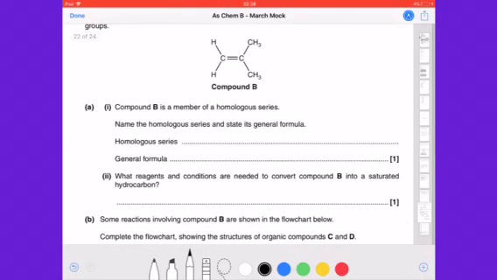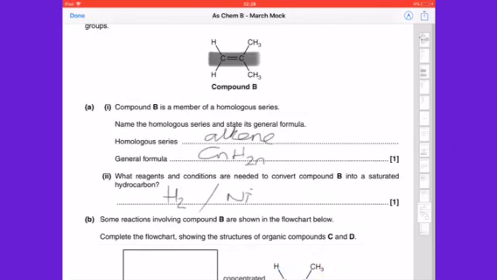Okay, this compound here is an alkene, notably because of the double bond there. And the general formula for an alkene is CnH2n, and to convert an alkene into an alkane you need to use H2 and a nickel catalyst. A lot of people got that wrong, putting a lot of strange, weird and wonderful answers, but that's something that you definitely have to learn.